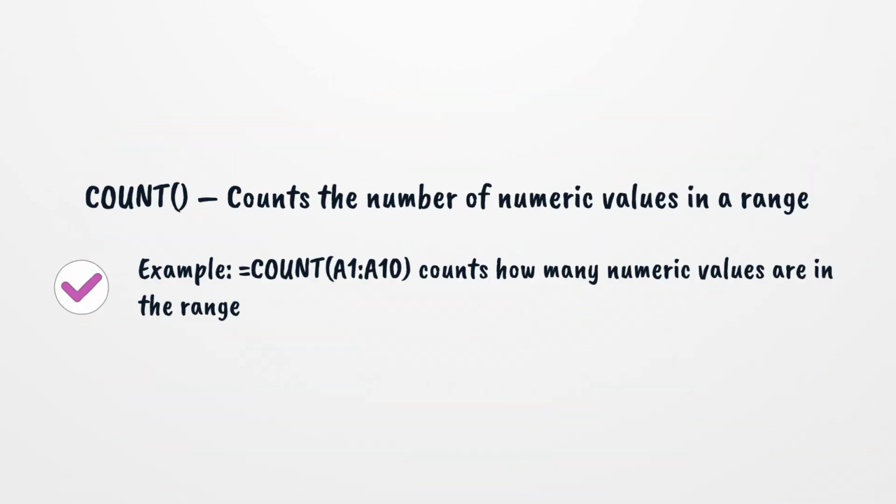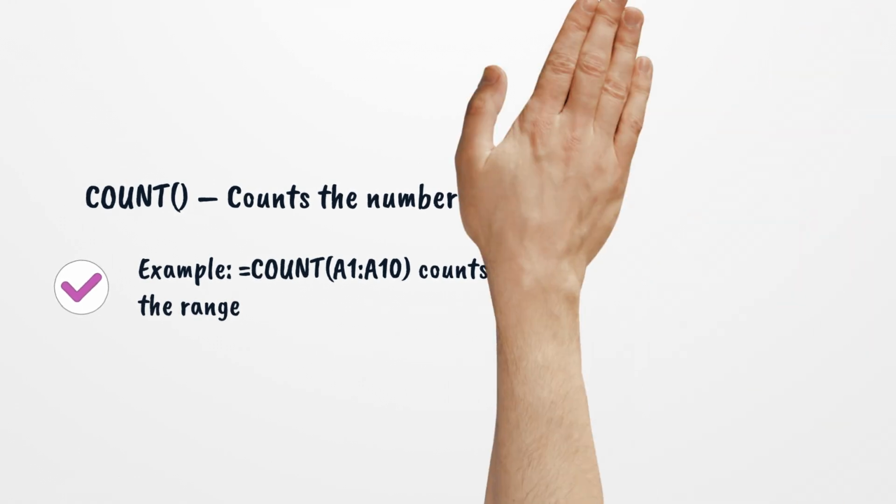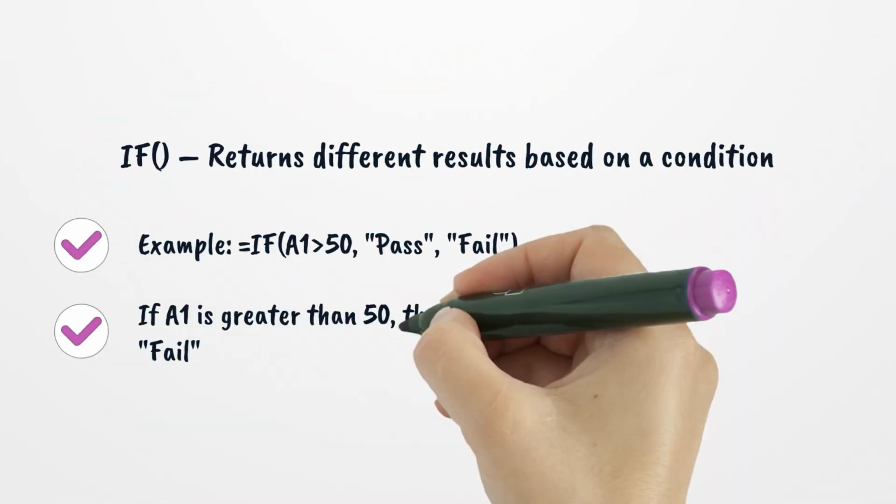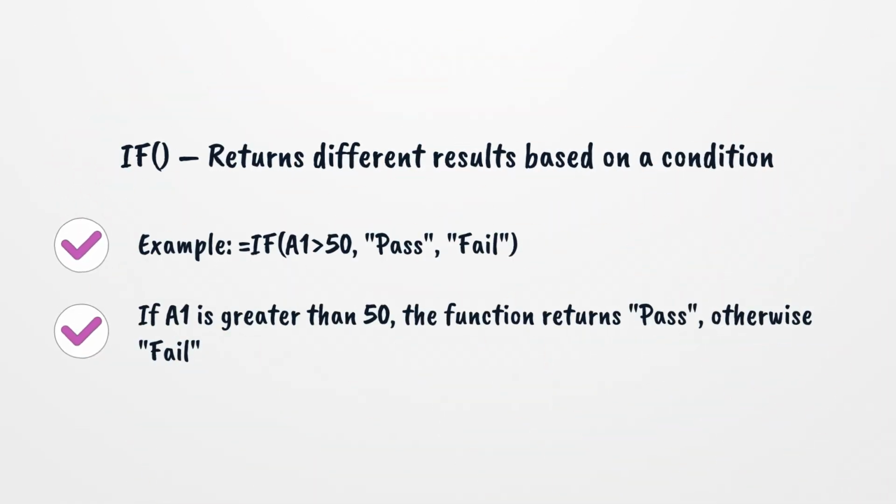COUNT counts the number of numeric values in a range. Example: =COUNT(A1:A10) counts how many numeric values are in the range. IF returns different results based on a condition. Example: =IF(A1>50, "pass", "fail"). If A1 is greater than 50, the function returns pass, otherwise fail.